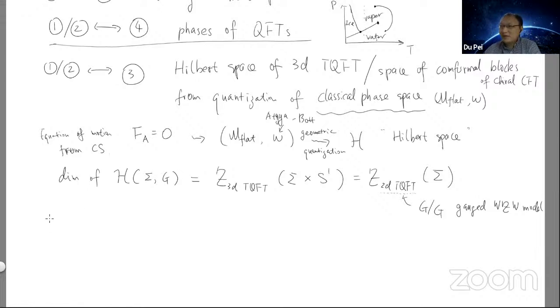And 2D TQFTs are particularly simple. The data it encodes is the same as the data for a commutative Frobenius algebra.